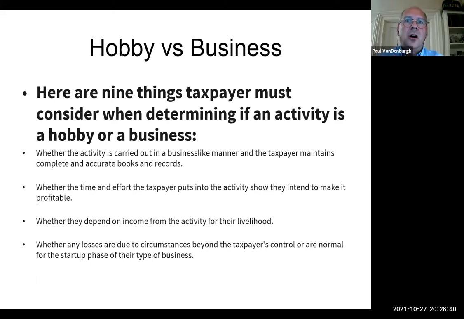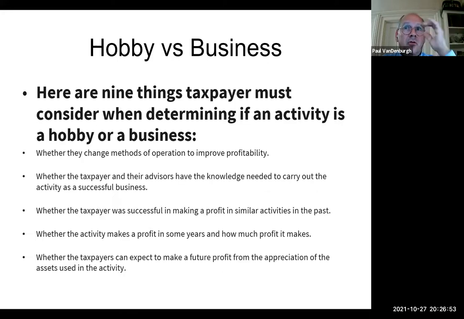Continuing, whether any losses are due to circumstances beyond the taxpayer's control or are normal for the startup phase of the type of business. Well, out of the taxpayer's control. COVID, out of our control. Whether they change methods of operation to improve profitability. This is a conscious business decision. I'm changing my marketing strategy to capture XYZ market. Is there a business plan? The business plans all help document and prove profit motive, business intent.